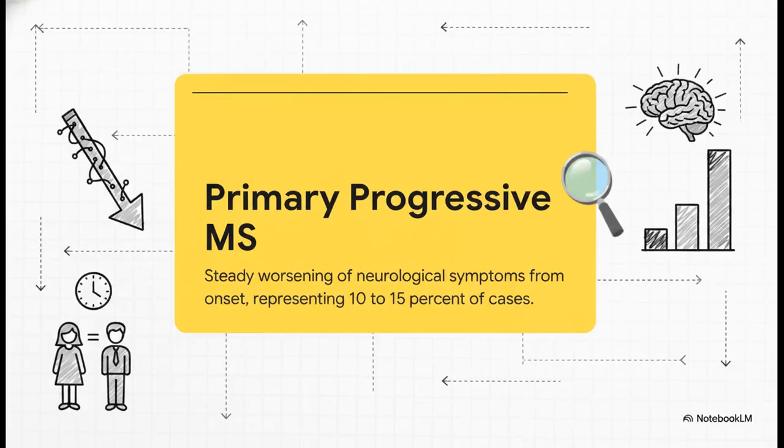But we absolutely have to separate that classic relapsing course from primary progressive MS, or PPMS. These patients experience a steady, relentless worsening of symptoms right from day 1. No early relapsing attacks at all. This makes up about 10 to 15% of cases. And here is a really interesting twist. While relapsing MS heavily skews female, PPMS actually has a nearly 1-to-1 male-to-female ratio, usually hitting a bit later, around an average age of 40.